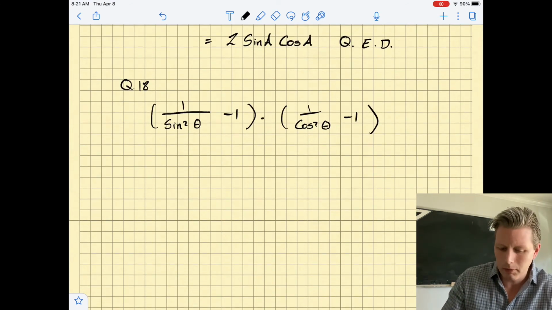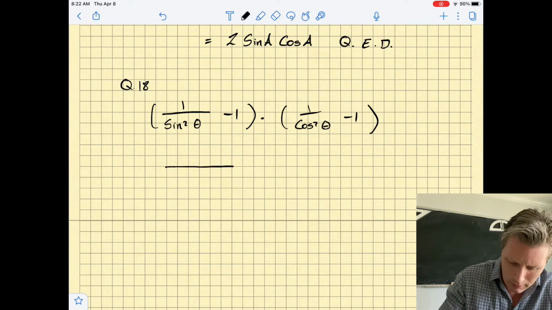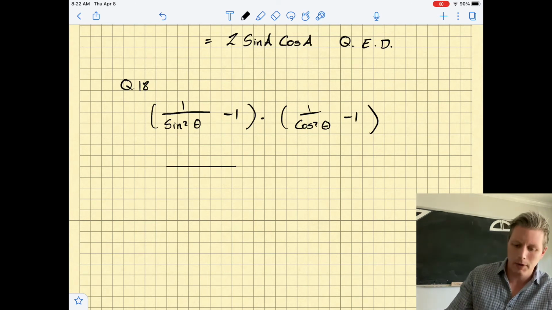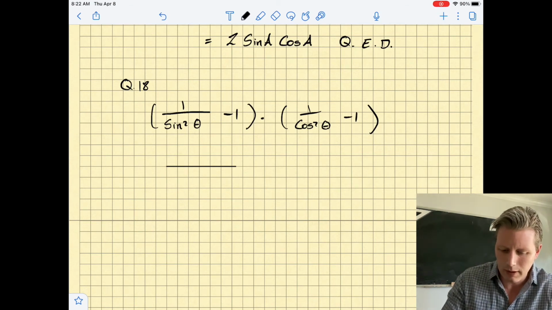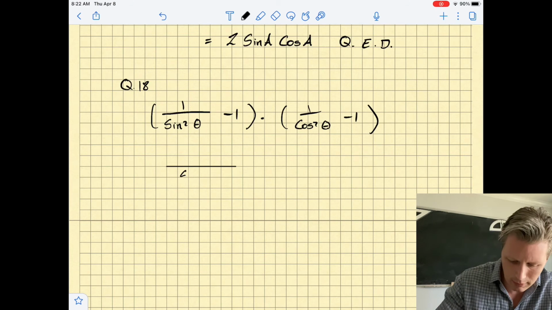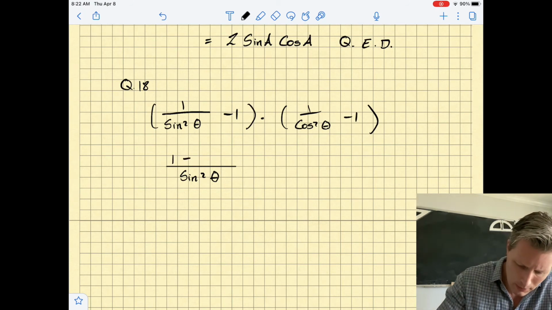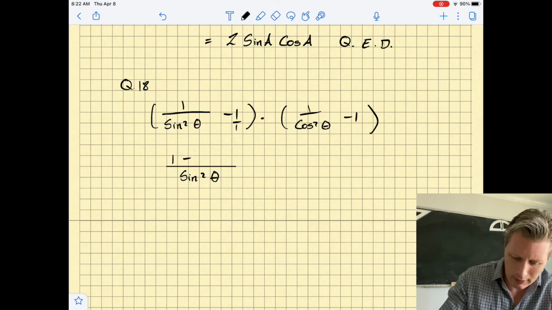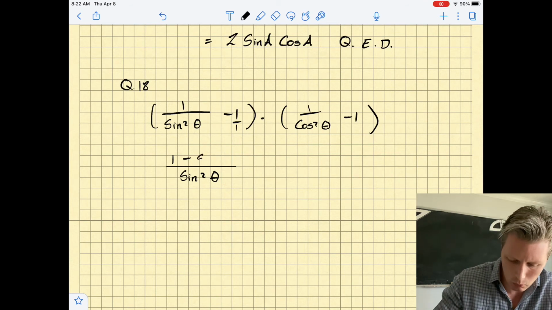All right, so what I'm going to do is in each of these parentheses, I'm going to express it as a single fraction. So I'm going to find a common denominator in both of these cases. On the left-hand side, I have 1 over sine squared theta minus 1. So a common denominator of 1 over sine squared theta and 1 will be sine squared theta. Then sine squared theta goes into itself once. 1 times 1 is 1. I have a minus. And if I like, I can think of this as 1 over 1. 1 into sine squared theta goes sine squared theta times. Sine squared theta times 1 is sine squared of theta.